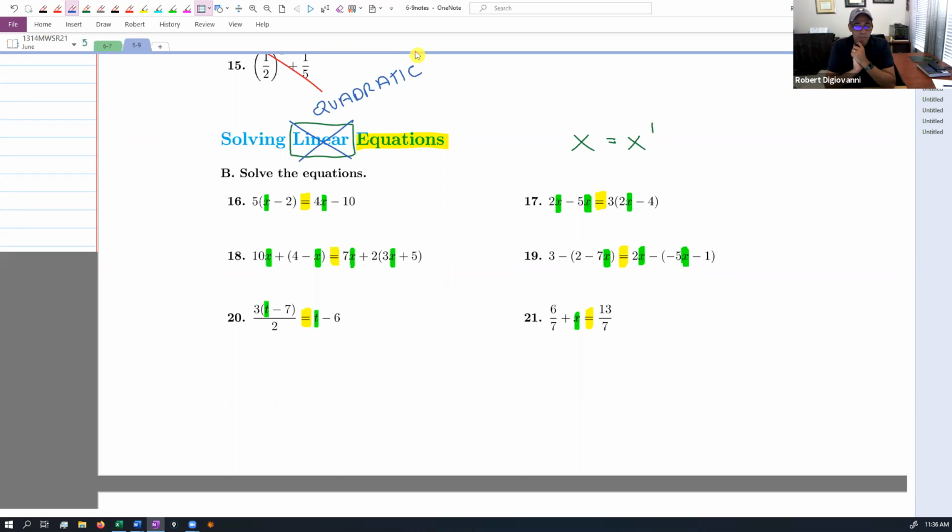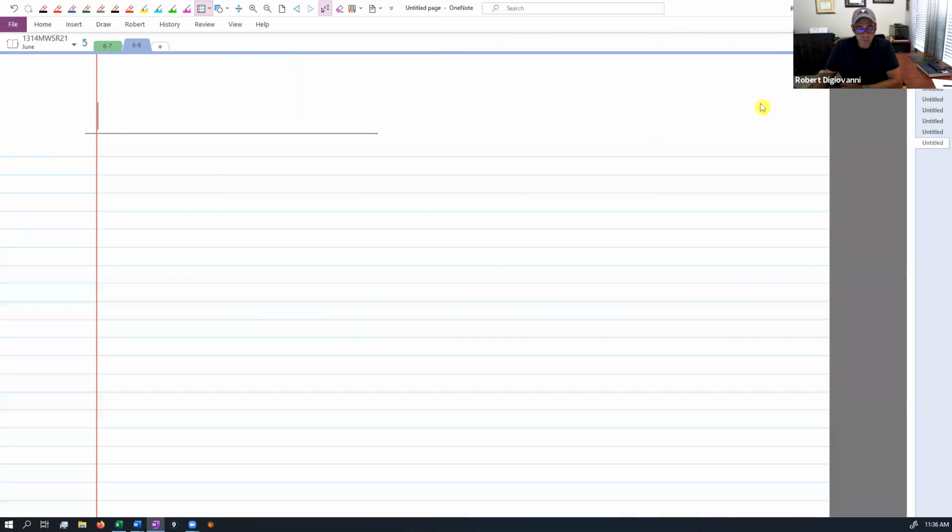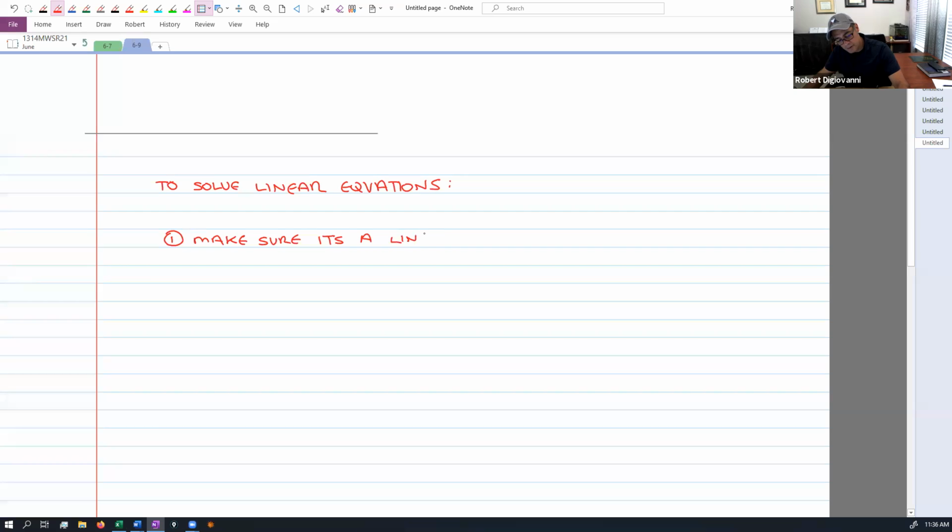Okay, so let's talk about the procedure for solving linear equations. I'm going to write it down. It's a step-by-step process. All right, so to solve linear equations, you will first make sure it's a linear equation. So you want to make sure you know what you're looking at, all right? Just be like, oh yeah, that's a linear equation. Make sure that's what you have.